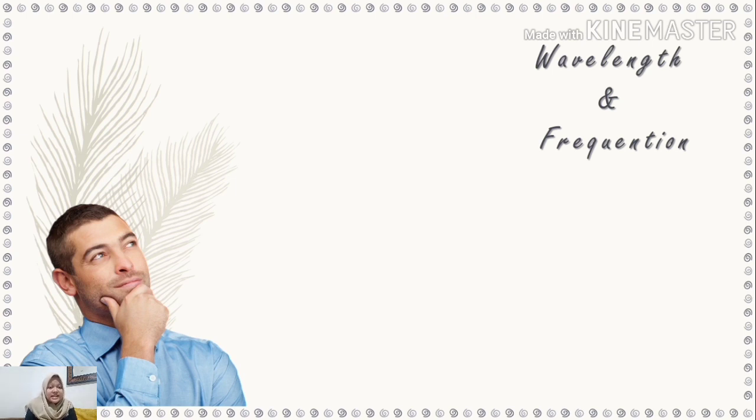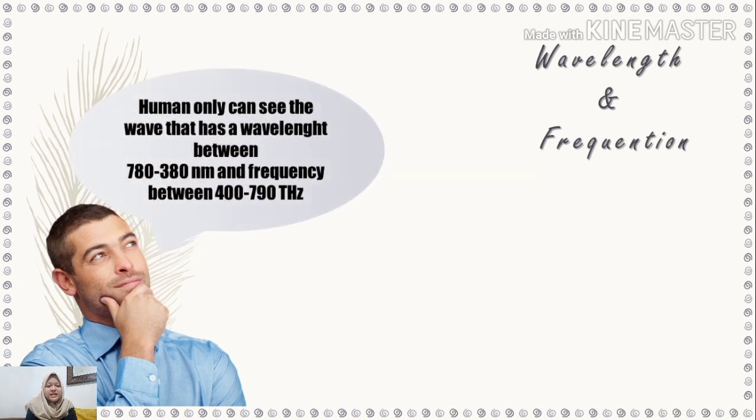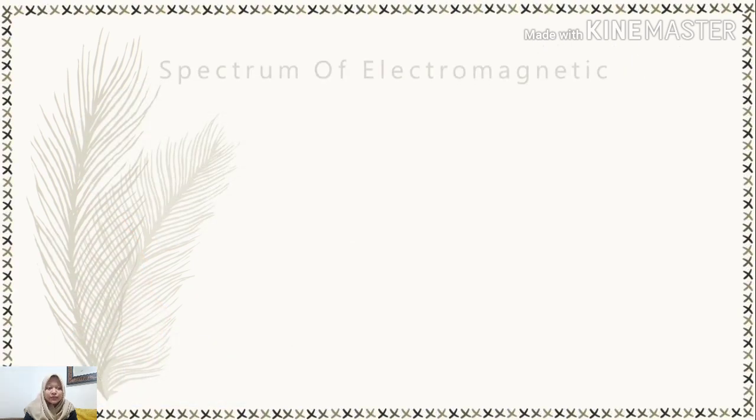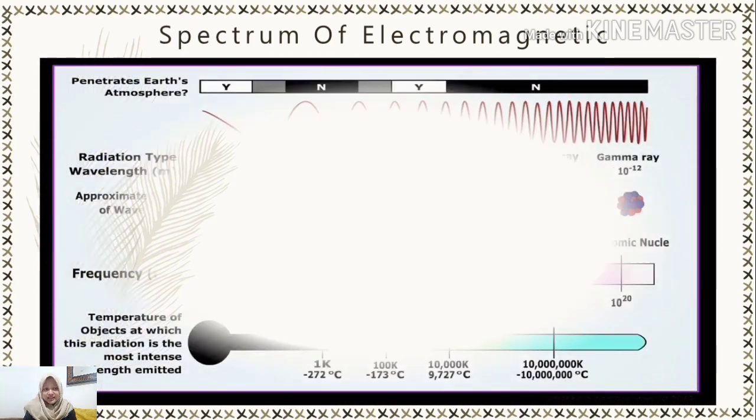Humans can only see waves that have a wavelength between 780 to 380 nanometers and a frequency between 400 to 790 terahertz. And visible light has a wavelength between 780 to 390 nanometers and a frequency between 416 to 789 terahertz. This is the electromagnetic spectrum, and I will focus on visible light.